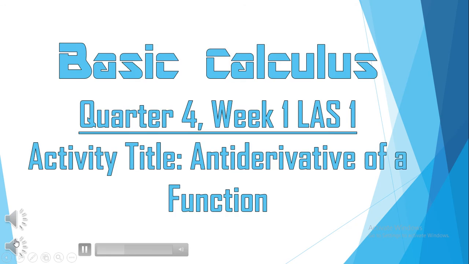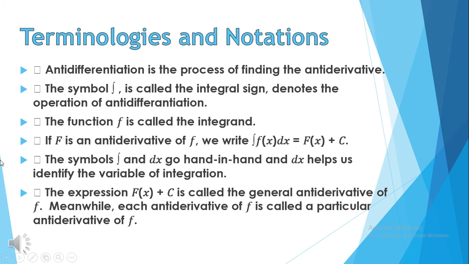Quarter 4, Week 1, Lesson 1: Antiderivative of a function. Terminologies and notation. Antidifferentiation is the process of finding the antiderivative. The symbol ∫ is called the integral sign. It denotes the operation of antidifferentiation. The function f is called the integrand.